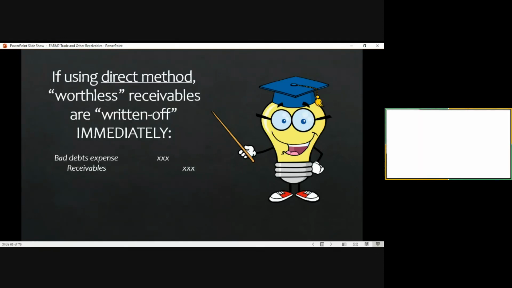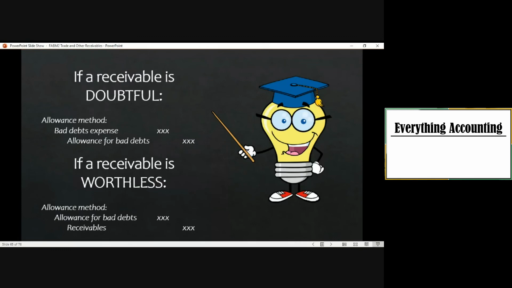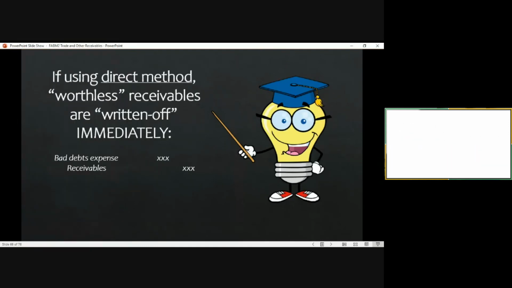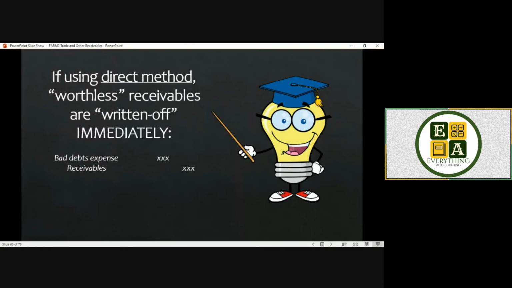If we are using the allowance method, ganyan yung journal entries natin, and if the problem does not provide us the assumption or method to be used in accounting for doubtful accounts or bad debt, we have the allowance method. Okay? Another method is the direct method. For direct method, worthless receivables are written off immediately. Take note what we have in the comparison in our previous discussion.